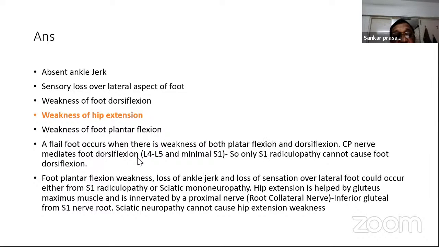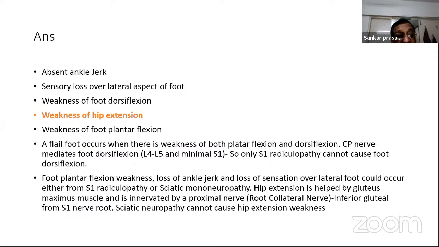The CP nerve mediates foot dorsiflexion, that is L4-5 and minimal S1. So S1 radiculopathy alone cannot cause dorsiflexion weakness. Foot plantar flexion weakness, loss of ankle jerk, and loss of sensation of the lateral foot could occur from either S1 radiculopathy or sciatic mononeuropathy. Hip extension is helped by the gluteus maximus muscle, that is the inferior gluteal nerve from the S1 nerve root.